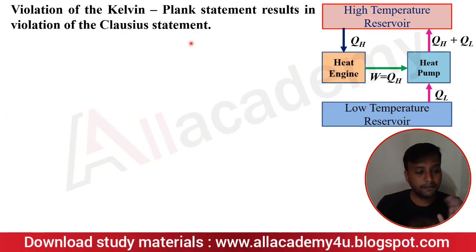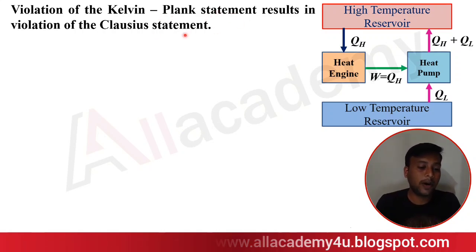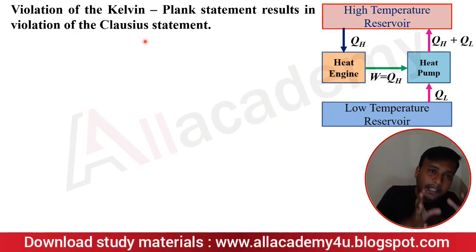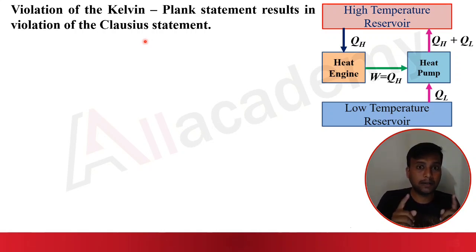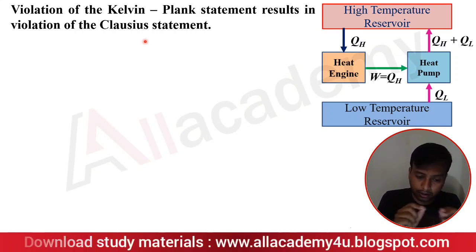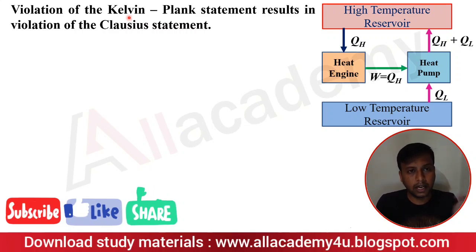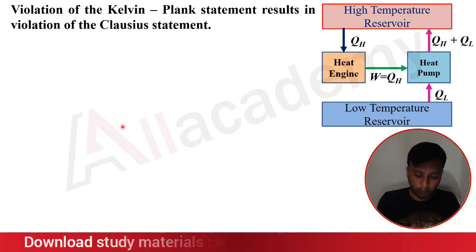Let us start with the first one: violation of the Kelvin-Planck statement results in the violation of the Clausius statement. We know that the Clausius statement is different and the Kelvin-Planck statement is different. If the Kelvin-Planck statement is violated, then it results in the violation of the Clausius statement. Please note that these sentences can be a bit confusing while studying, so please be careful.